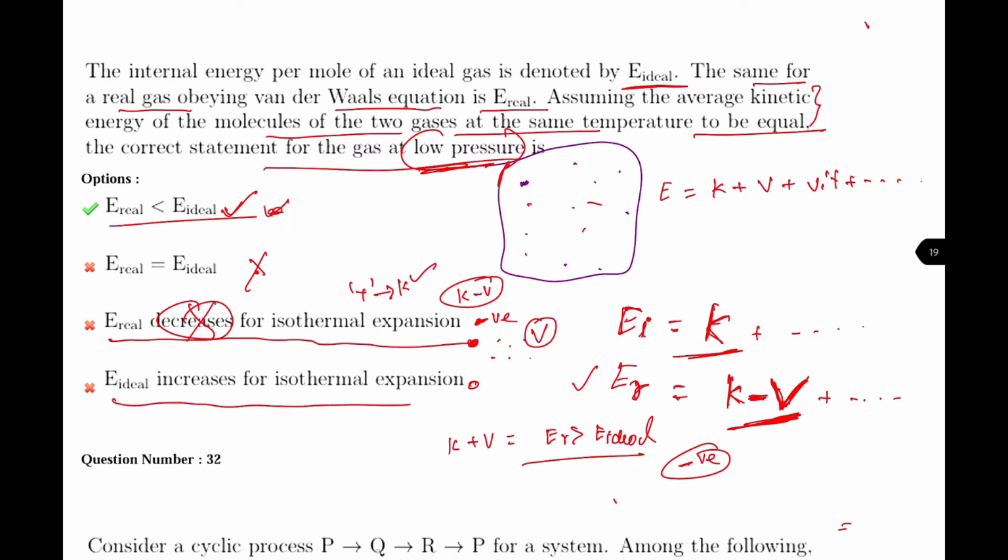Now, E ideal decreases for isothermal expansion. For an ideal gas, it does not matter because there is no V. So this option is also wrong. So the logic which we use, that there is minus V, seems to be consistent with the other options.